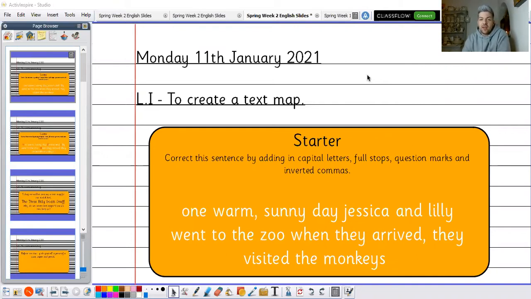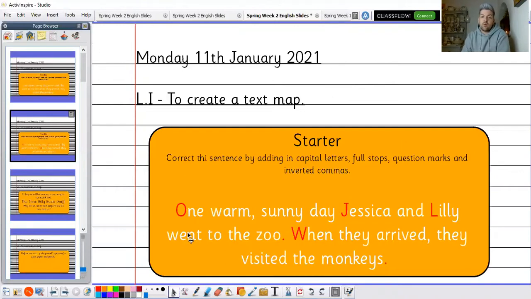We are going to be talking about our English lesson in just a moment, but just to get our brains warmed up first, I do have a little starter for you. As you can see on the screen, there is a sentence. However, the sentence has got lots of punctuation missing. There are a couple of capital letters maybe and full stops. So rewrite that sentence and make it grammatically correct. Pause the screen and do that now.